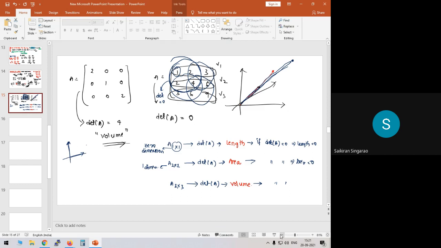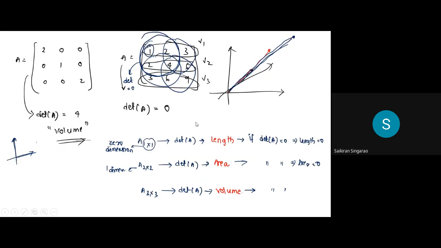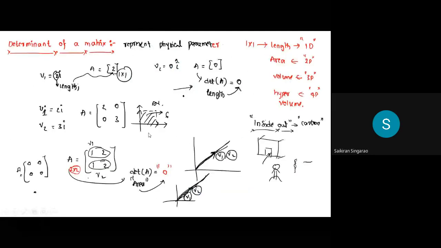So I hope you are getting the point which I'm trying to say here. Did you understand the point? Reply, sir. Yes, sir. Now this point is very important while understanding the concept of rank.